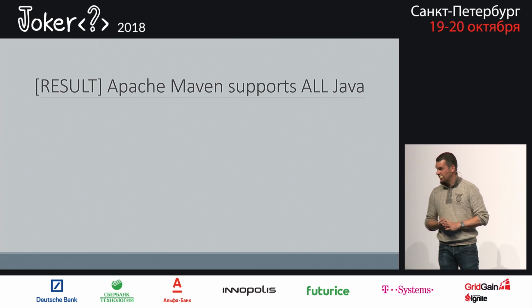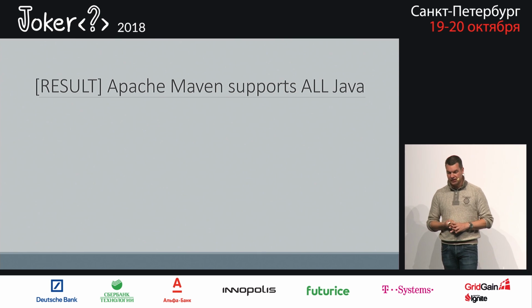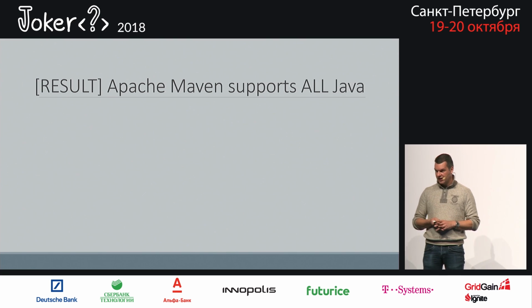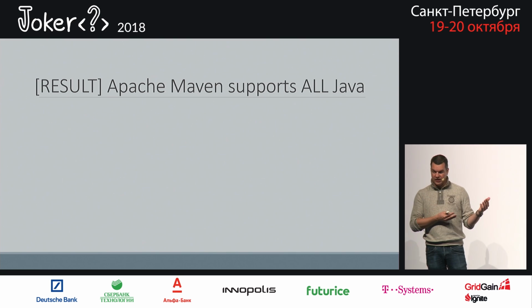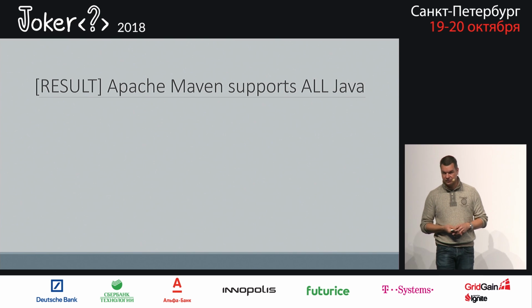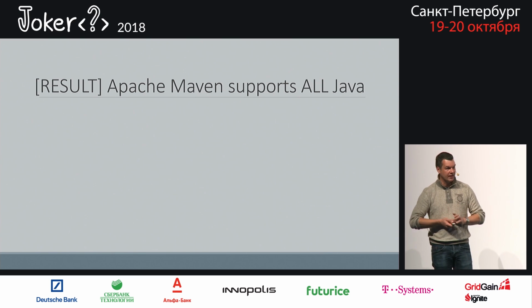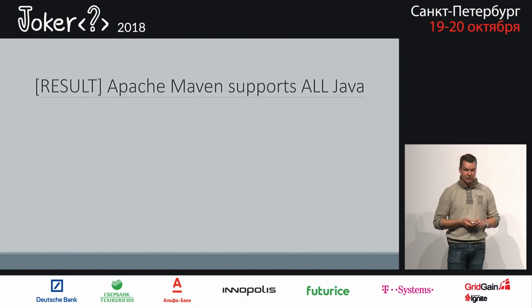So with this, we can say that Apache Maven really supports all Java. I showed you that you can run Maven itself on the latest version, 12 early access, and even compile projects with Java 5. And with this, I'm almost done. There's one more slide before we can maybe go to some questions.